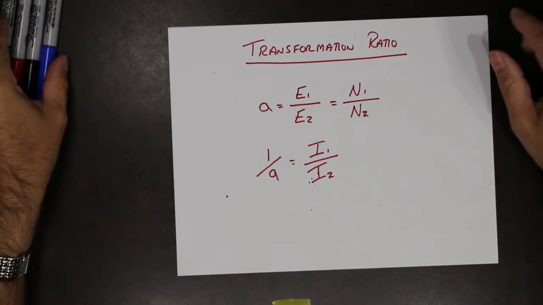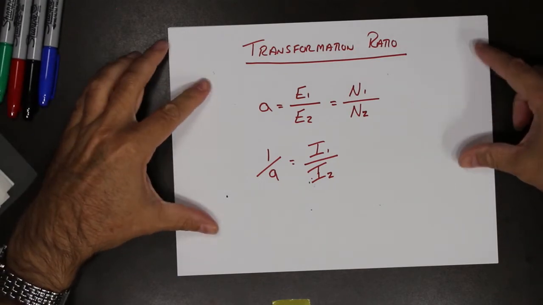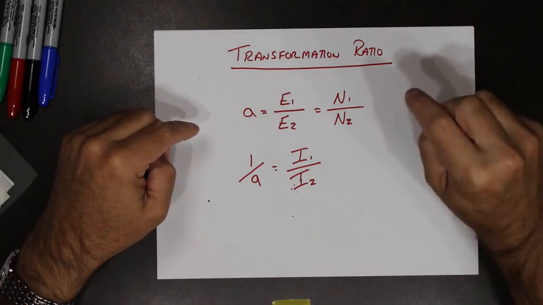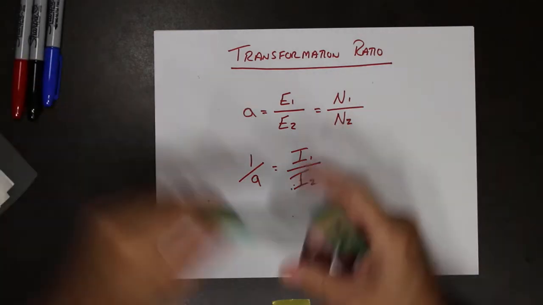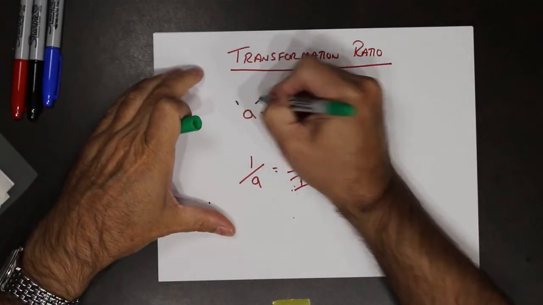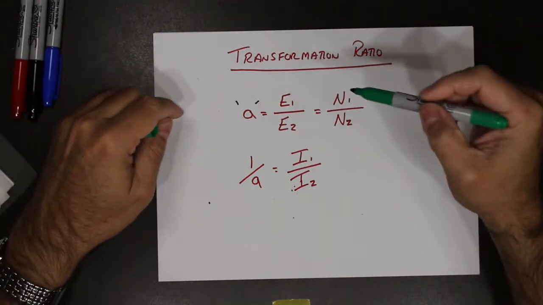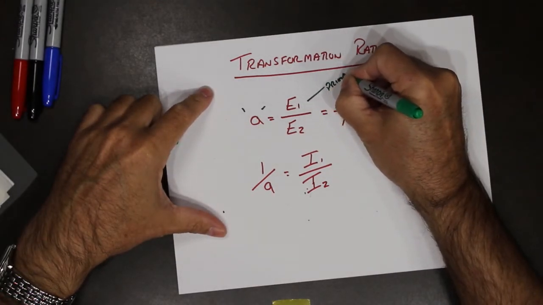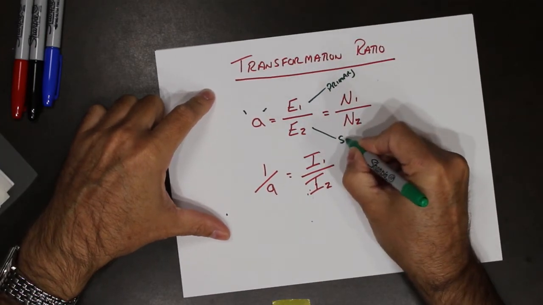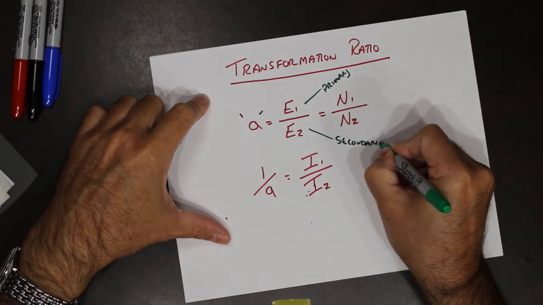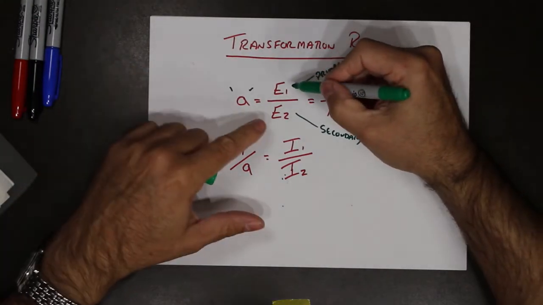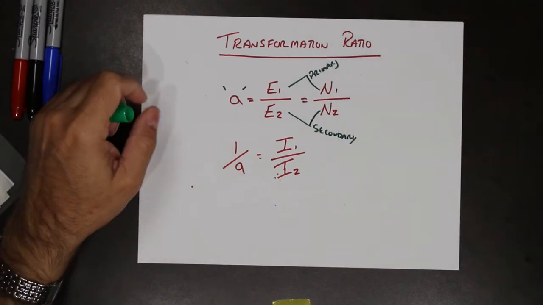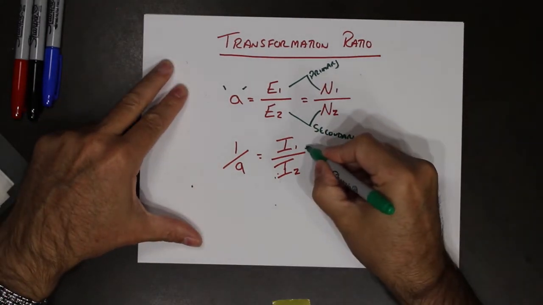In a transformer, we have something that is known as the transformation ratio. Transformation ratio, not turns ratio, transformation ratio. The symbol that is used is A. And what it is, it's a relationship between the primary and the secondary side of the transformer, whether it be voltages or currents. Voltages or turns. Or currents.